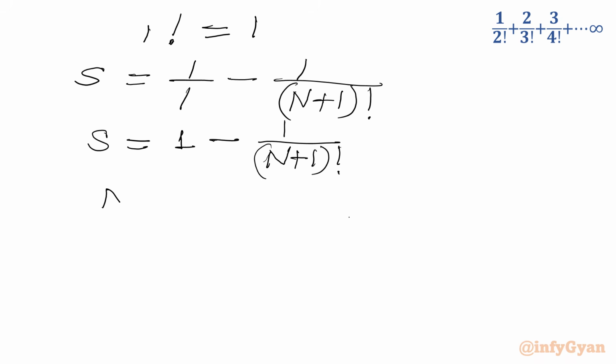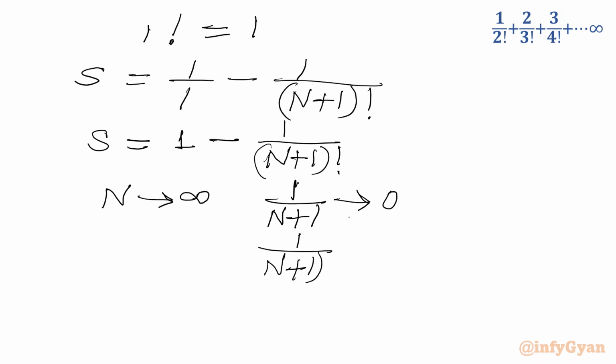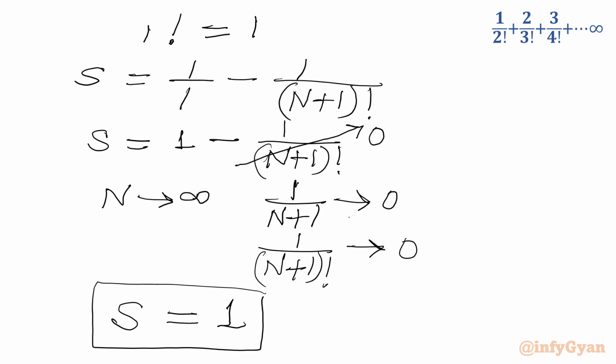Now if n tends to infinity, 1 over (n plus 1) factorial will tend to 0. So this value will become 0. So we are going to get the infinite sum equal to 1. Our answer is 1.